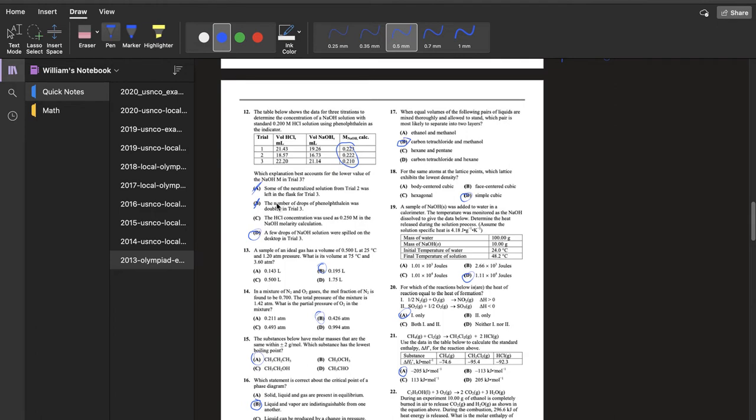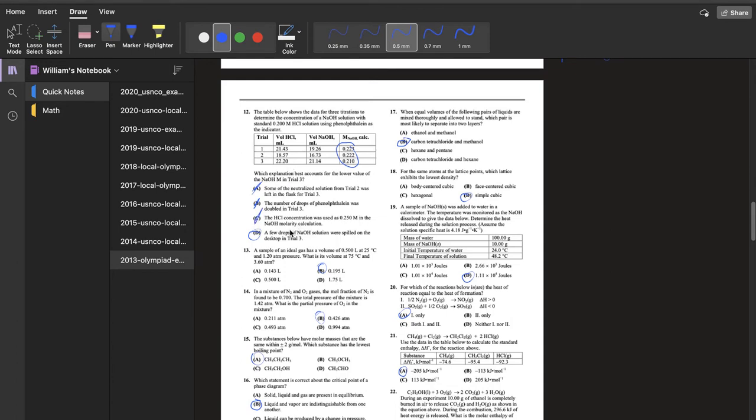HCl was used as 0.25 in the NaOH molarity calculation. It's kind of a stupid mistake to make. I mean, you guys can just do the calculations for yourself. You can confirm that it's wrong by just plugging the numbers in.